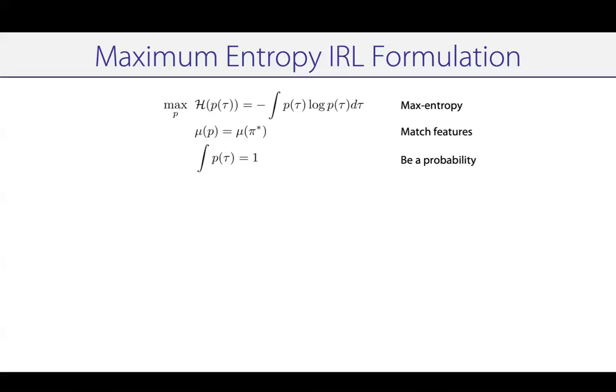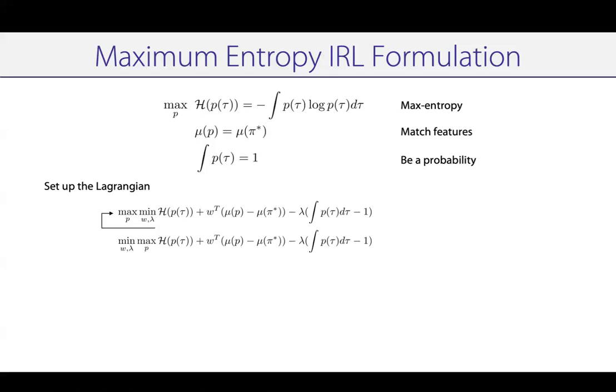Okay. So this is our Maxent IRL formulation. How did we solve it? We set up the Lagrangian. The Lagrangian had these two Lagrange multipliers, W and lambda. Then we swapped the max and the min, and then we solved for P and lambda, and then for W, right? And so we just went through this algebra.